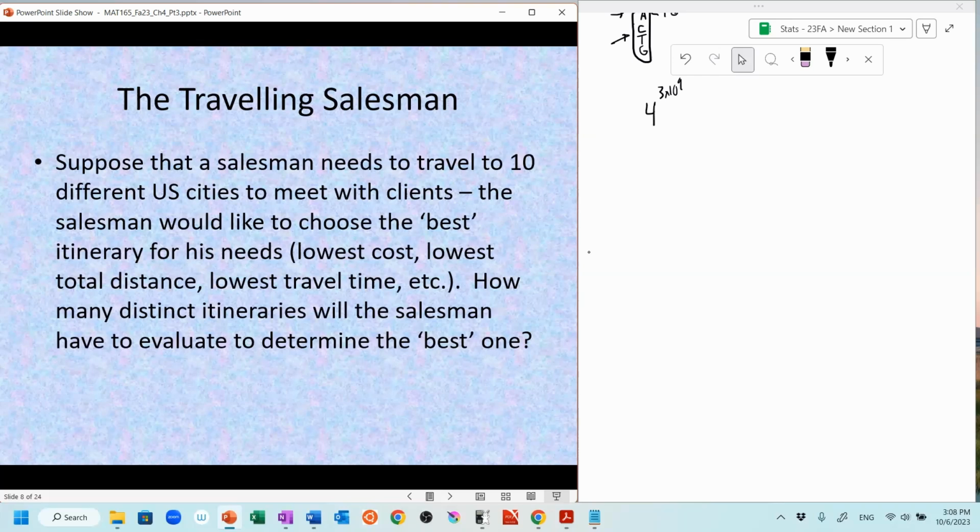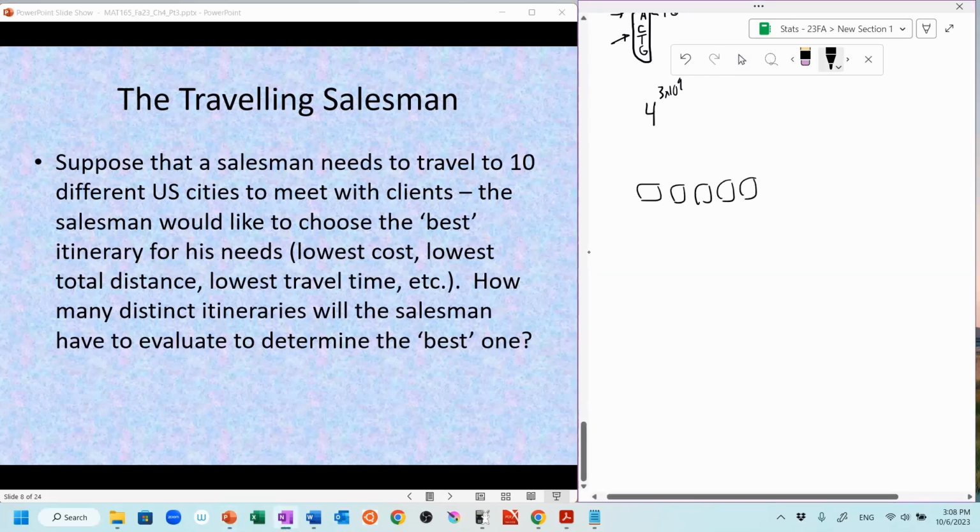So what do we have? We have 10 cities and we have 10 slots. So he has 10 slots on his itinerary, and these could be filled in with 10 cities, right? Maybe LA, New York, Pittsburgh, Cleveland, Wheeling, etc.